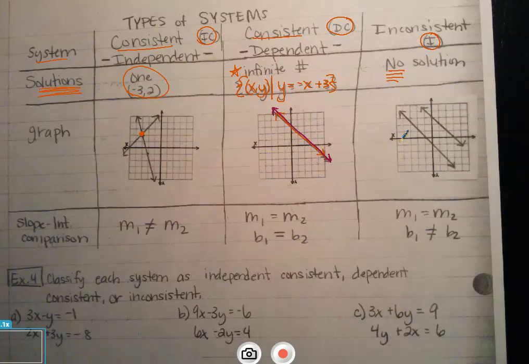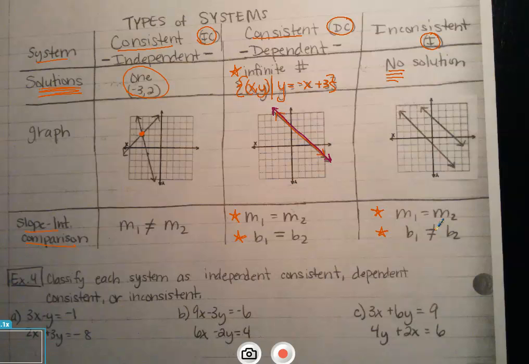Okay, the other thing is we have a slope-intercept comparison. So in an independent consistent, the slopes are not equal to each other, right? The slope of the first one is not equal to the slope of the second one. In a dependent consistent, the slopes are equal and the y-intercept is equal. And in the inconsistent, they have the same slope because they're parallel, but their y-intercept is different because it's in a different place on the coordinate plane.